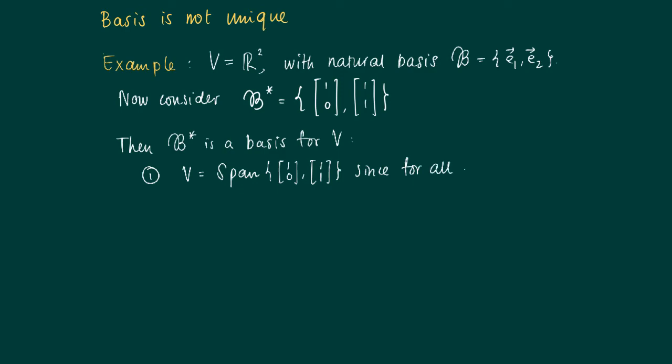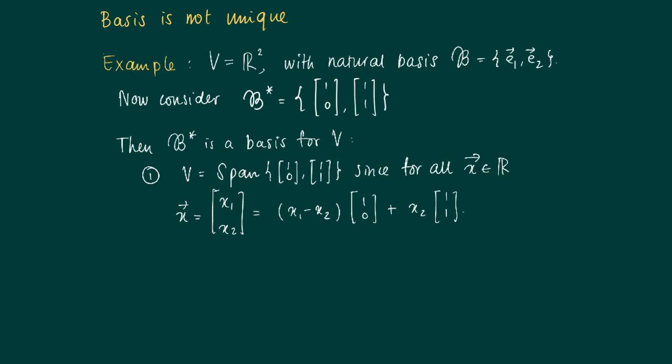Well, take an x in R2 so that x equals (x1, x2). Then it's easily seen, we've seen this before actually, that (x1, x2) is a linear combination: (x1 minus x2) times (1, 0) plus x2 times (1, 1). So we may express any vector in R2 as a special linear combination of (1, 0) and (1, 1).